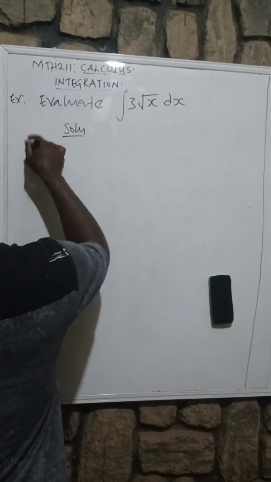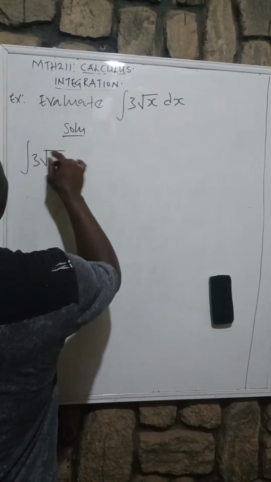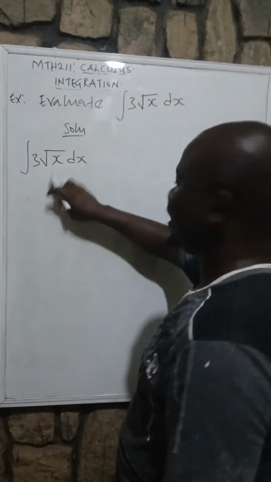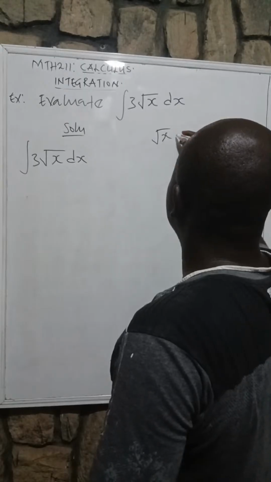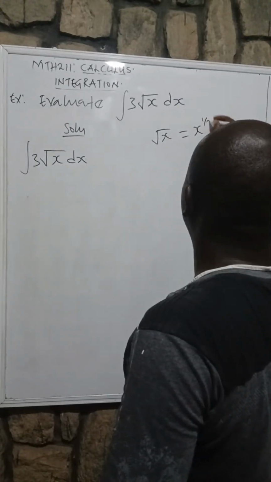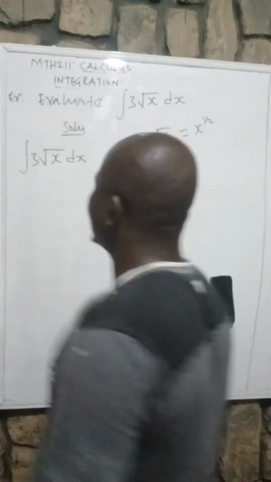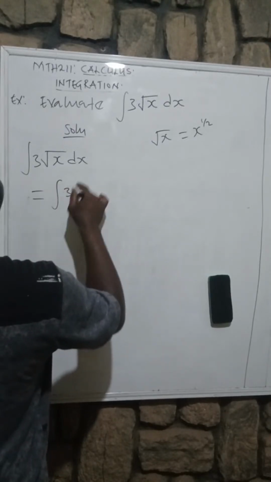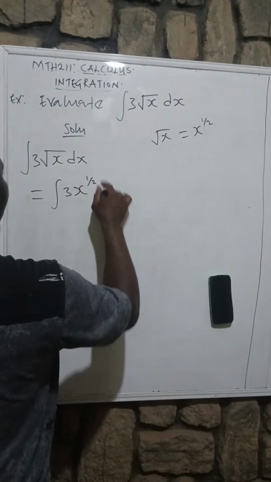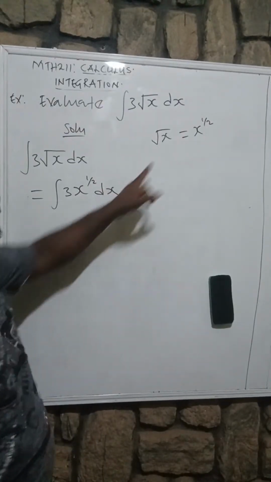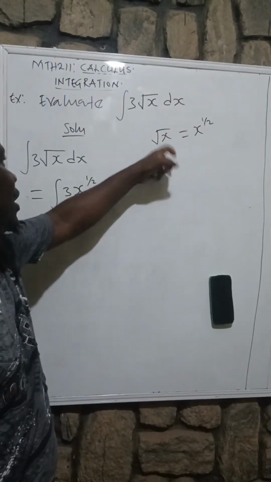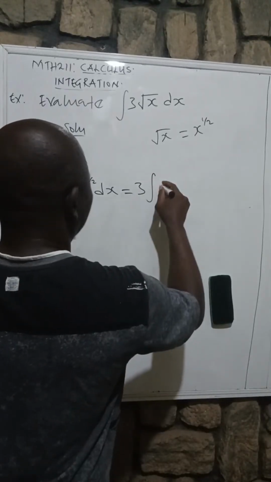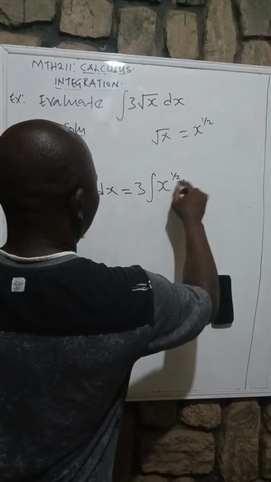Solution. Integral 3 root x dx. I want us to go back to your indices. Where we have square root of x, this is the same as x raised to the power of 1 over 2. True of us, it's true. So here we are going to have integral 3x raised to the power of 1 over 2 dx, because if you cannot transform it in this way, you won't be able to integrate this. So this is the same as factor out 3. 3 is a constant. Integral x raised to the power of 1 over 2 dx.